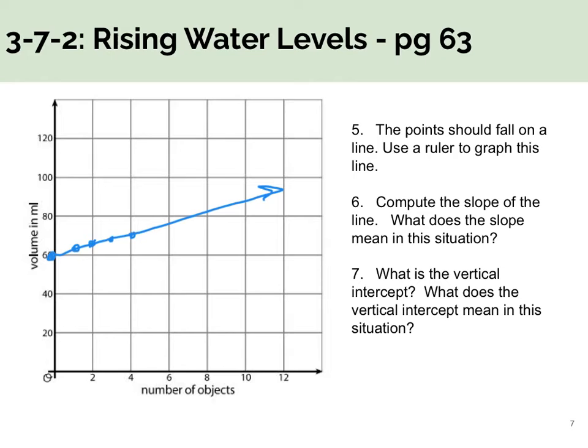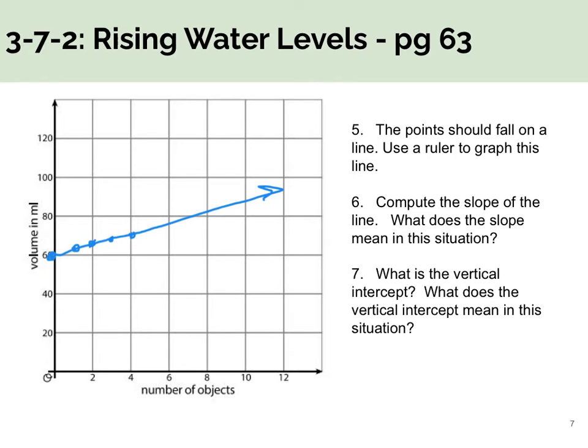All right, so you should have something kind of like this as far as your line. And so notice how we did 0 is 60, 1 is about 63, 2 is 66, 3 is 69, 4 is 72. All right, let's go ahead and answer number 6. Compute the slope of the line, and then what does it mean in this situation? So go ahead and pause and find that slope.